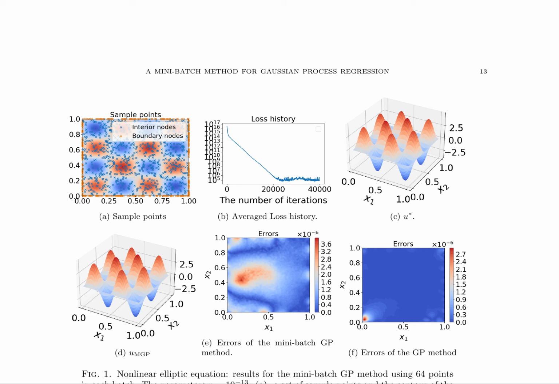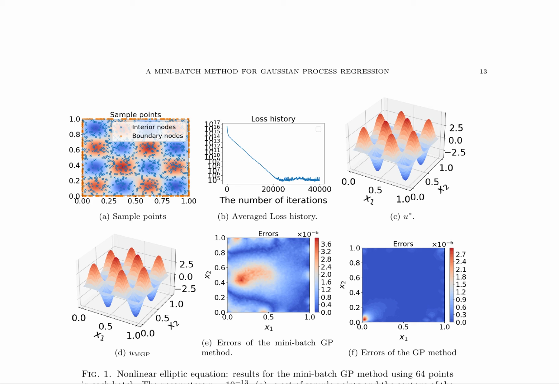In the nonlinear elliptic equation, the true solution is prescribed as sin pi x1, sin pi x2, plus 4 sin 4 pi x1, sin 4 pi x2, for x equals x1, x2, element of omega. The Gaussian kernel with length scale parameter sigma equals 0.2 is chosen for regression.